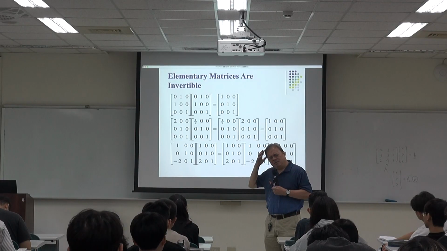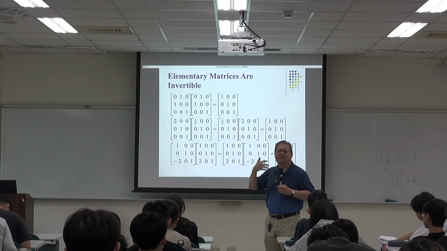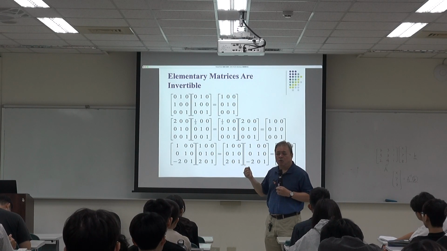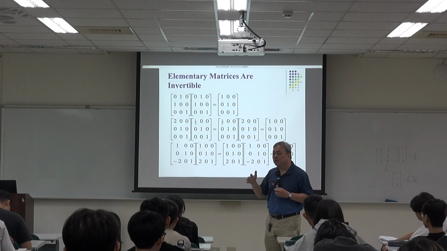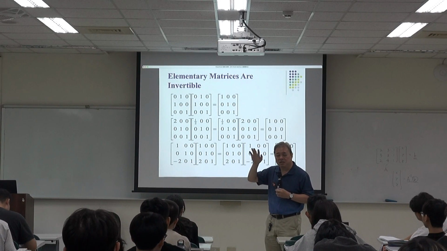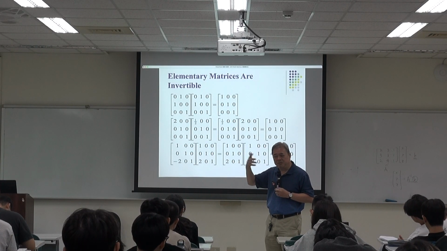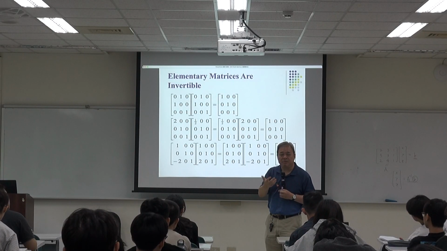Either you can understand it like that, or another way to understand this is all these operations are invertible. All these corresponding elementary row operations can be undone by an elementary row operation.